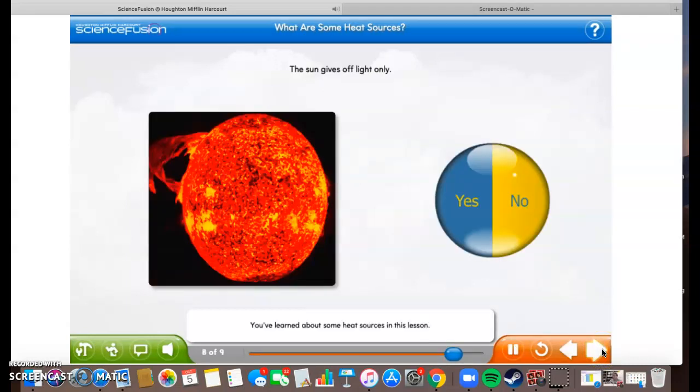You've learned about some heat sources in this lesson. But what about the sun? Do you think the sun gives off light only? Click yes or no. Does the sun just give off light? No. You're right. Think about what it's like on a sunny day. Is it bright and hot or just bright? The sun gives off both light and heat.